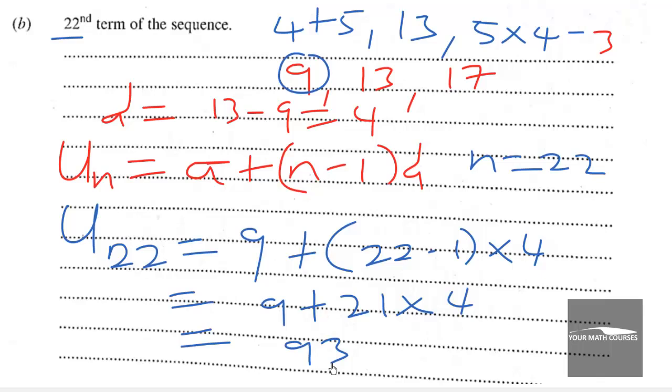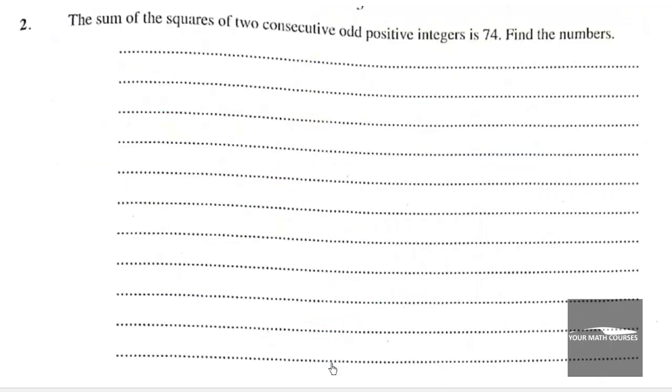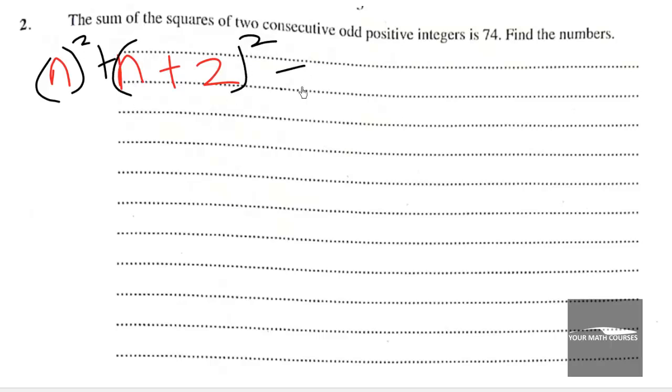Now let us proceed to the second question. The sum of the squares of 2 consecutive odd positive integers is 74. Find the numbers. So let's say that n is a positive odd integer. Then the next positive odd integer will be n plus 2. And we're told that when we sum their squares, we are getting 74.